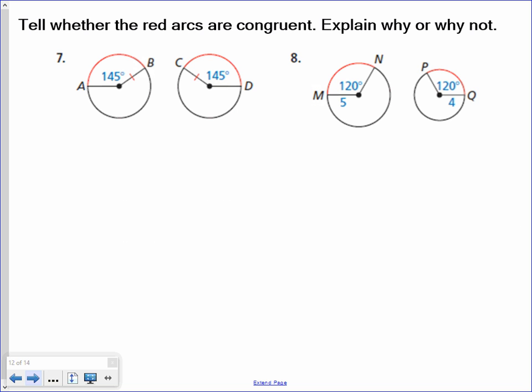Number 7. Are they the same degree measure? Yes or no? Yep. Are those two circles congruent? Yes or no? Yep. So the arcs are congruent because, again, just like the last one, they're both 145 degrees and on congruent circles.